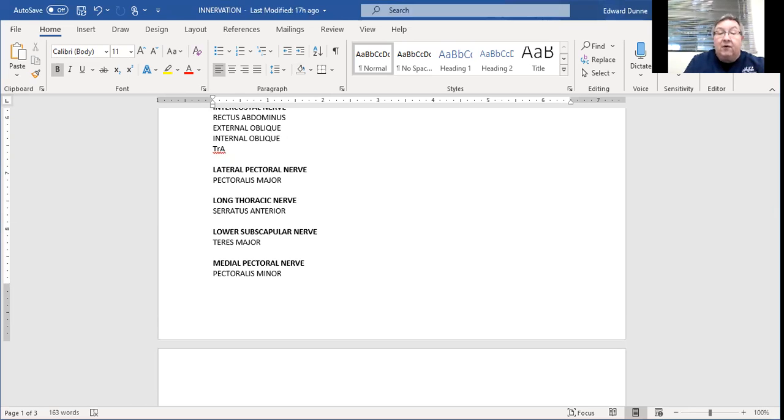The long thoracic nerve innervates the serratus anterior. Remember, I spoke about the acronym. This is an important muscle that the national exam really does like. Serratus anterior, long thoracic. So when I think of SALT, I think of the serratus anterior being innervated by the long thoracic nerve, SALT.